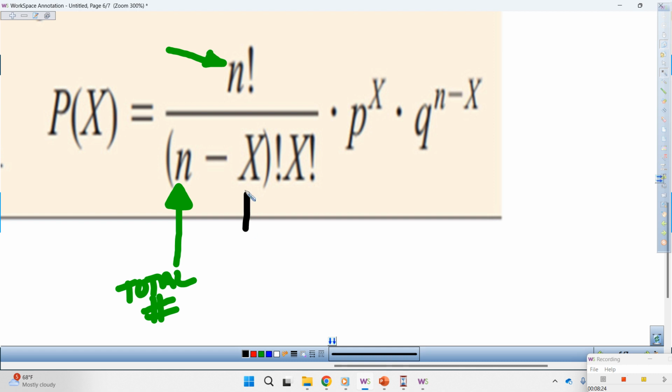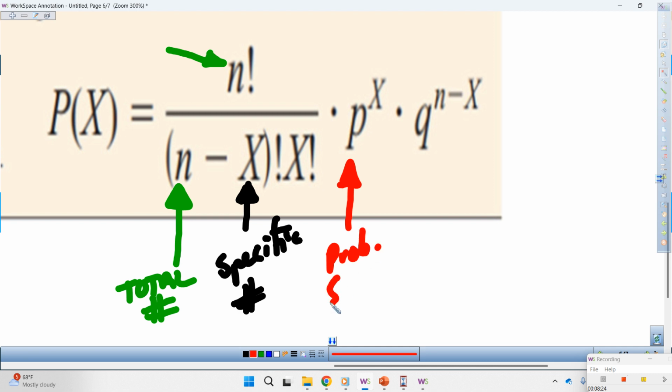So what does X represent? Pass someone? Close. This is the specific number that they are going to be talking about. A specific number. So, for P, I want you to do that in red, label it in red. This is probability of success. So P is our probability of success.